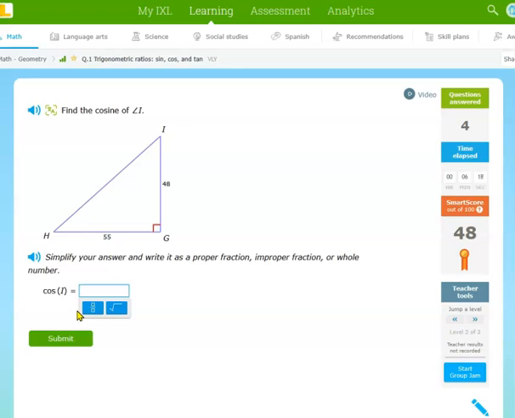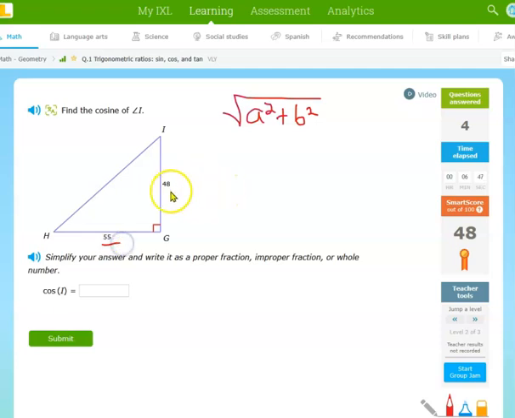All right, cool. So now we have a problem where we are missing a side. Notice we have 48, 55, and we're missing this side right here. We are going to use the Pythagorean theorem to find the missing side. When you're missing the hypotenuse, we're going to do the square root of one leg squared plus the other leg squared. Our two legs are 55 and 48.